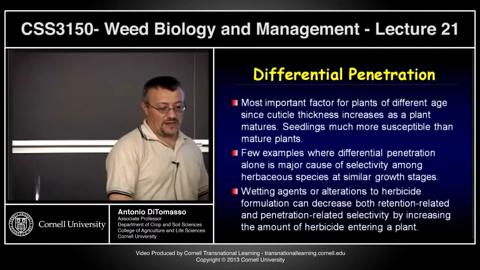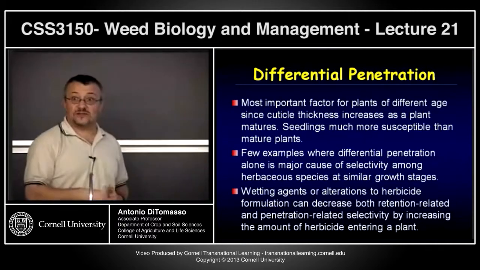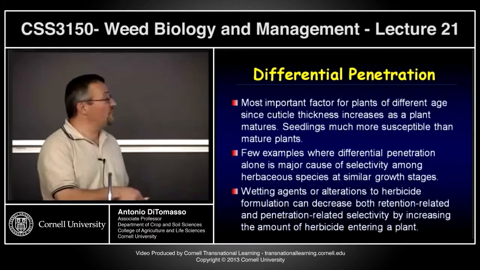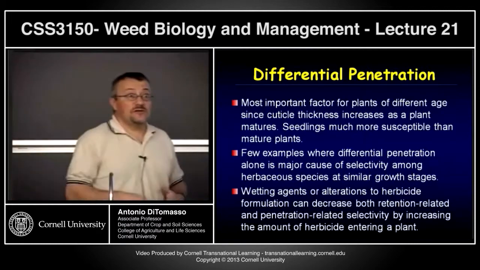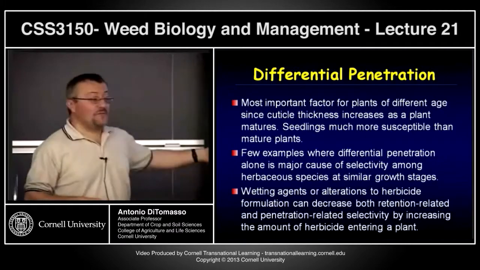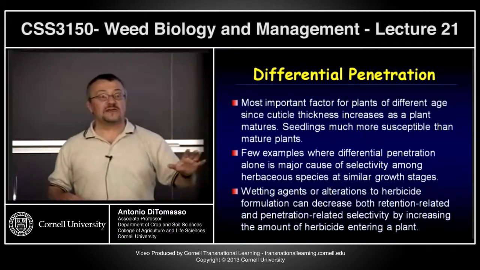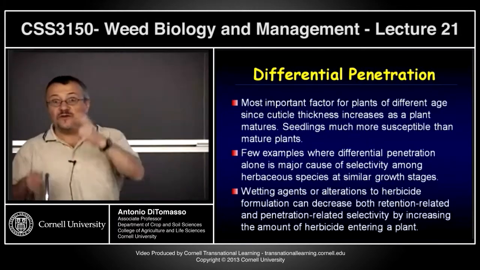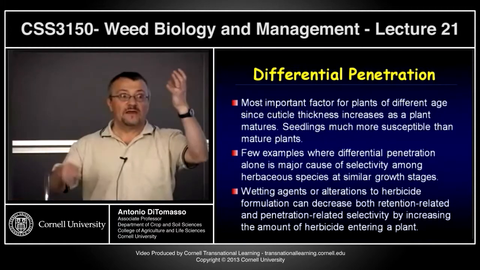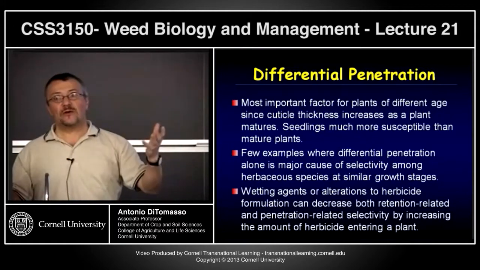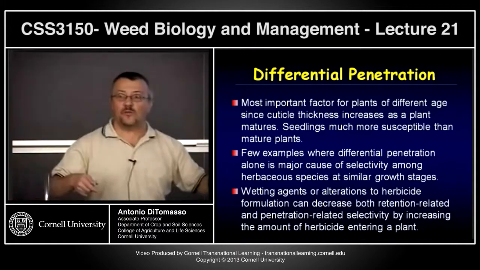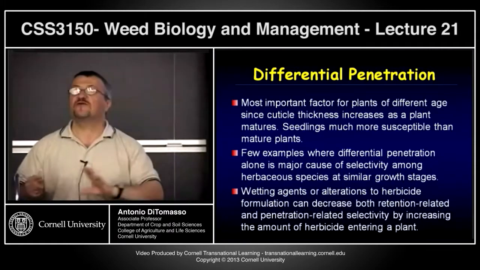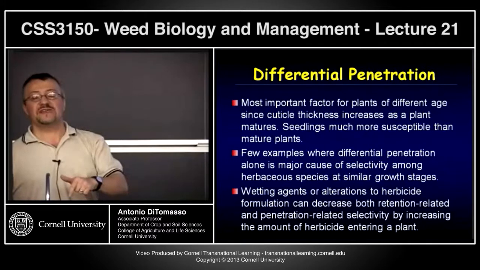And so that's why we use wetting agents, okay? We try to alter the herbicide formulation to decrease the retention-related penetration differences. In a sense, if there is a difference, we're going to try to remove that difference just because it's not an important factor. What's more important to us is that the herbicide makes it into the weed. So even if there's a difference in selectivity between the crop and the weed, usually that's not that important. So we almost forget about it and put in a wetting agent or a sticker, and we try to reduce any differences that might exist, just because what matters is that it gets into the plant, okay?